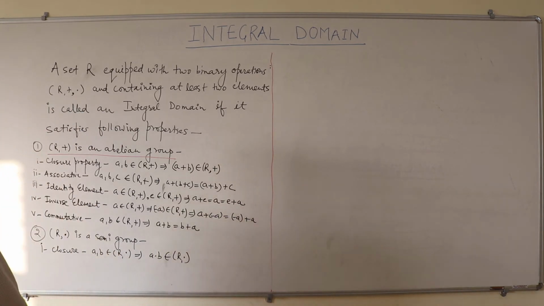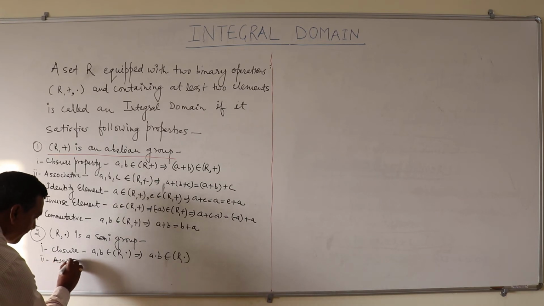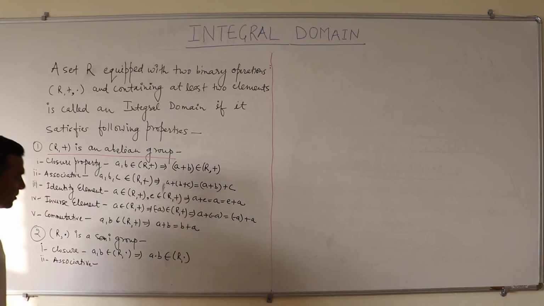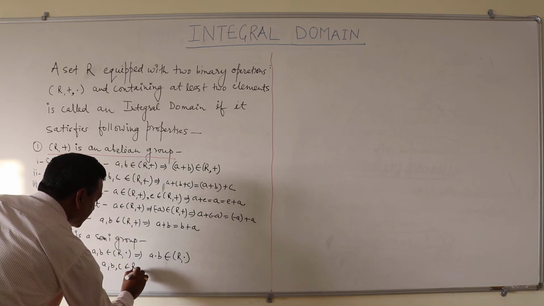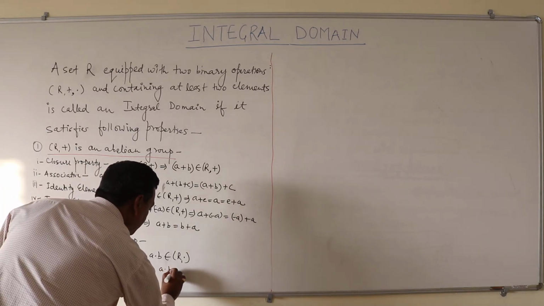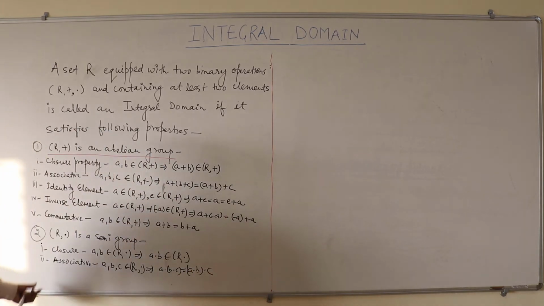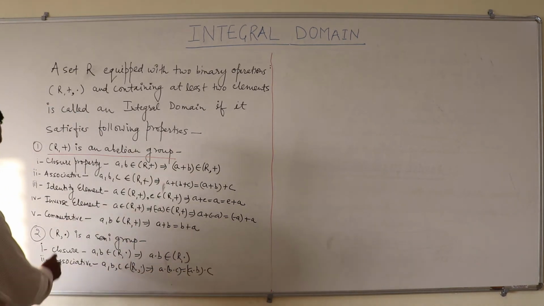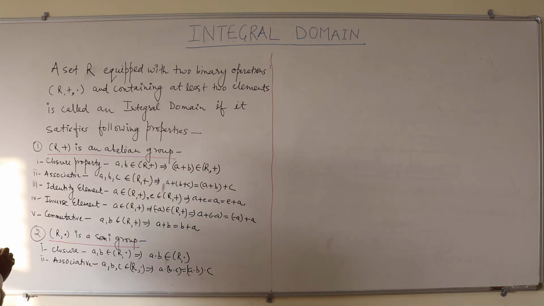multiplication operation. Second property is associative property. Associative property says if a, b, c belongs to R dot, it means (a dot b) dot c equals a dot (b dot c). So this is associative property. It means this is the second property and this is a semigroup.